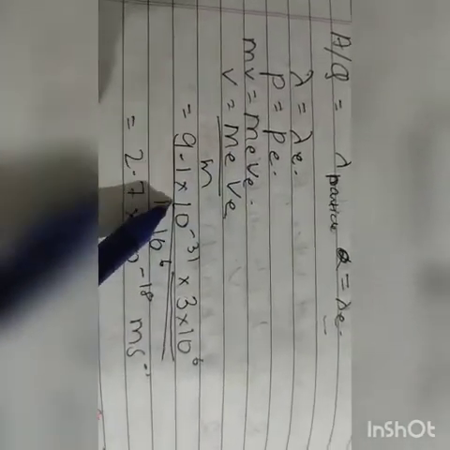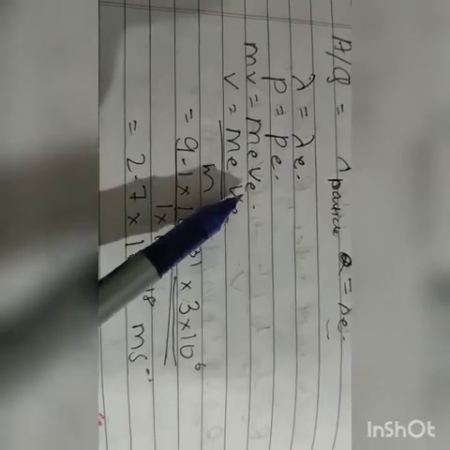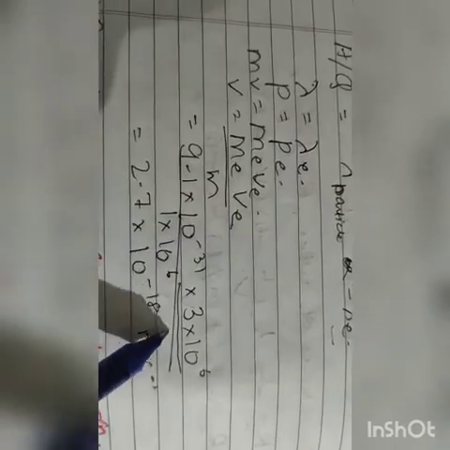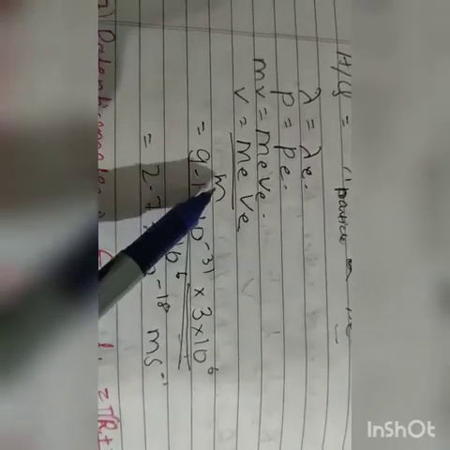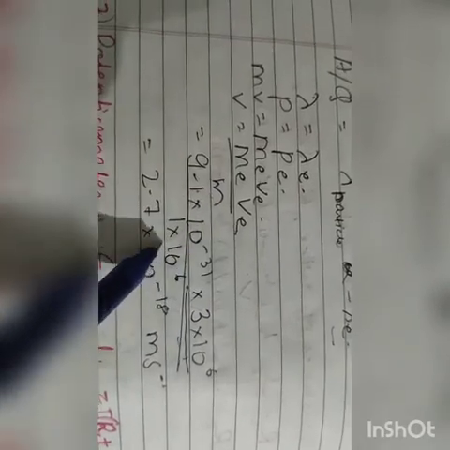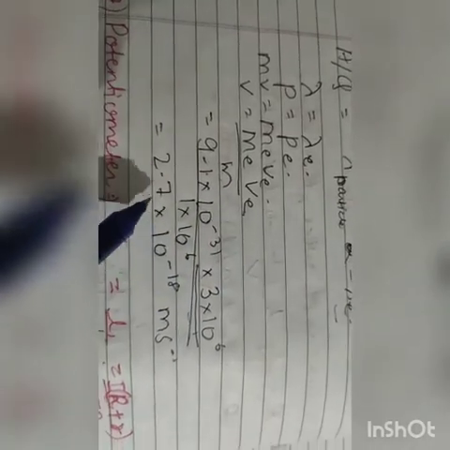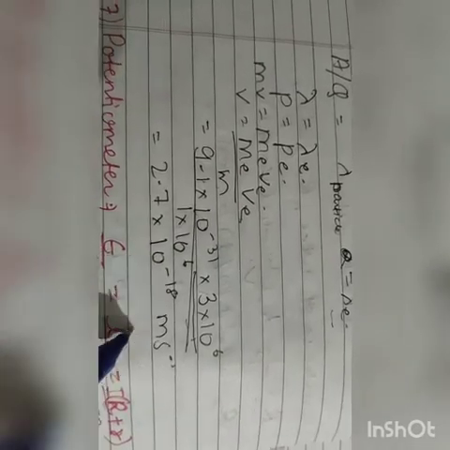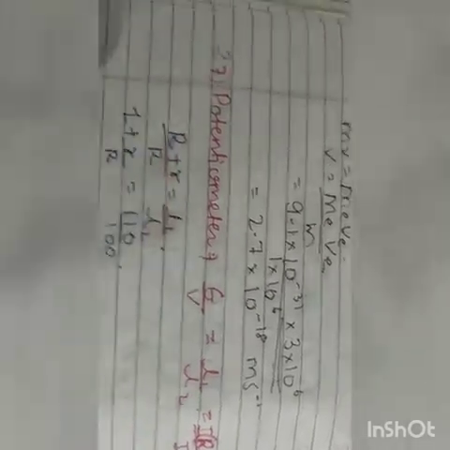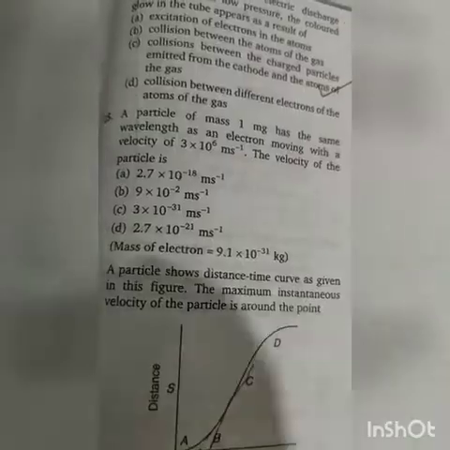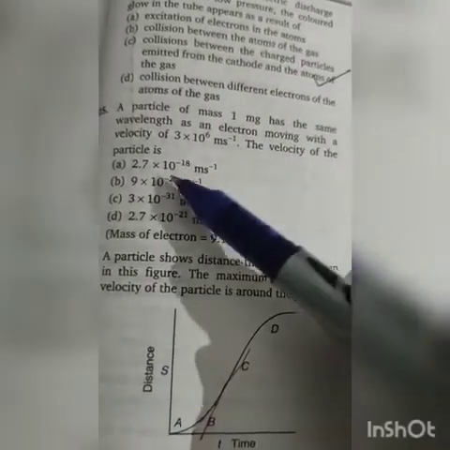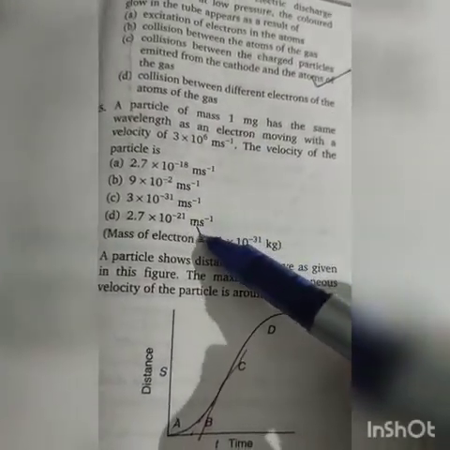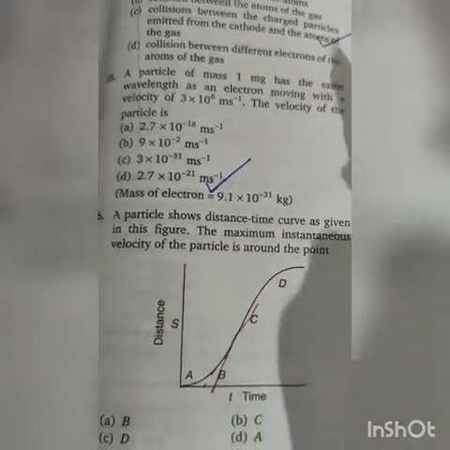So we will put the mass of electron 9.1 into 10 to the power minus 31, velocity 3 into 10 to the power 6, and the mass of that particle 1 into 10 to the power minus 6. So our correct option is 2.7 into 10 to the power minus 21 meter per second.